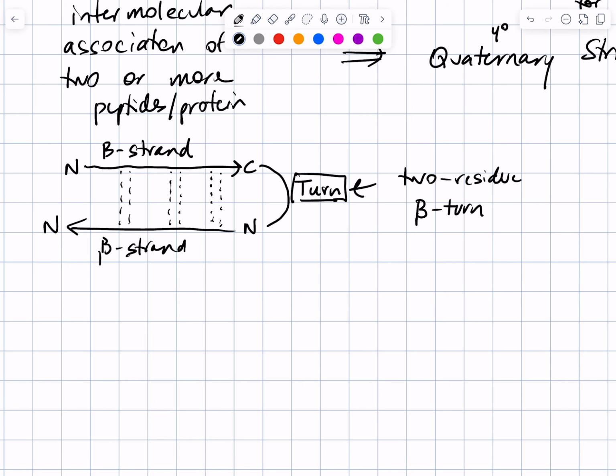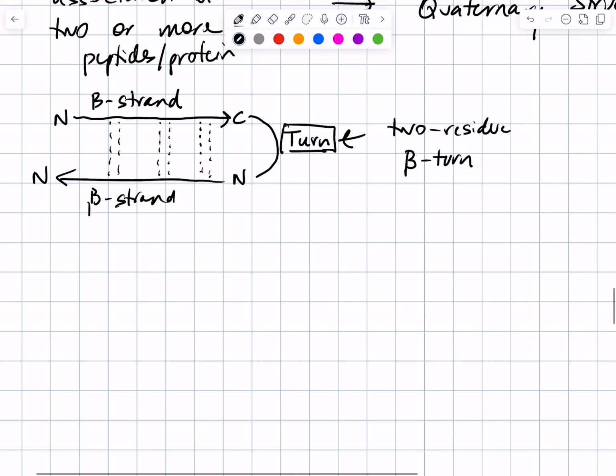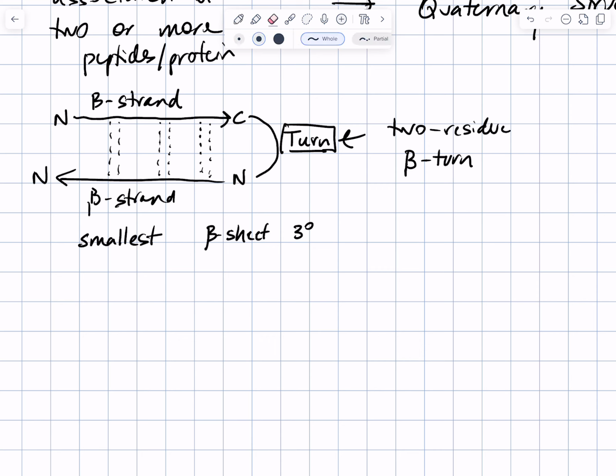Go ahead. Is this different than like a beta sheet? So what I've drawn for you, one beta strand and another beta strand connected by a turn, is the smallest beta sheet tertiary structure. Some people will call beta sheets secondary structures. I think that's imprecise.